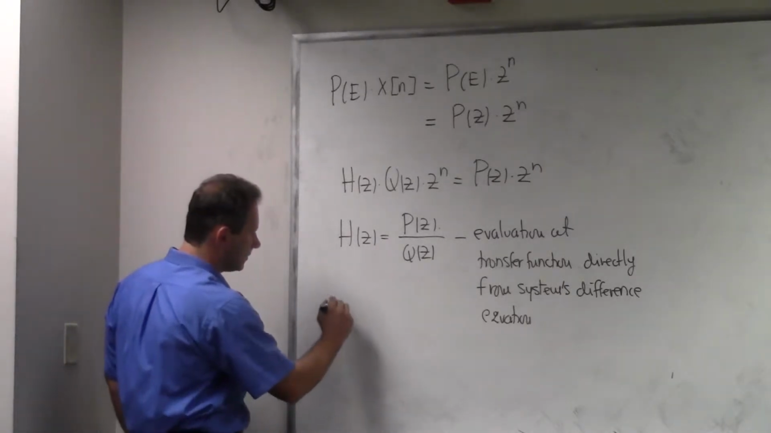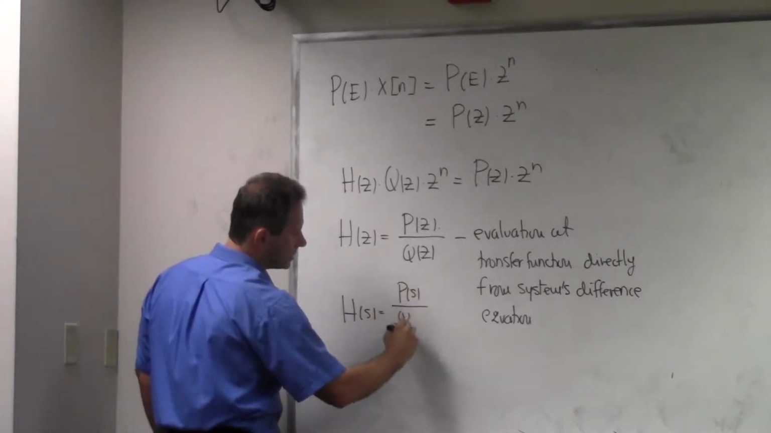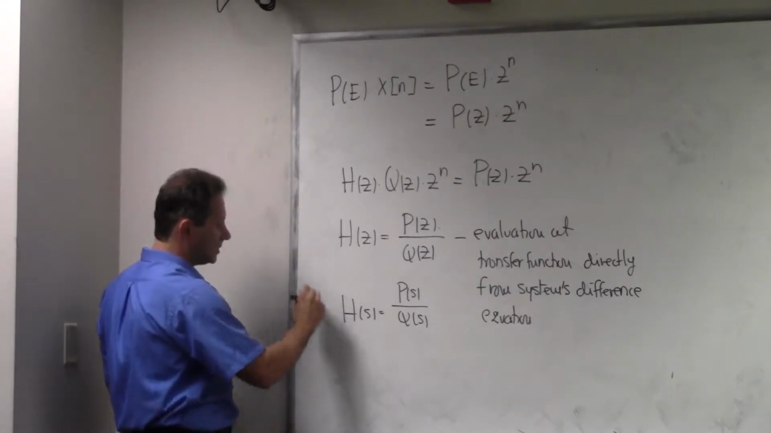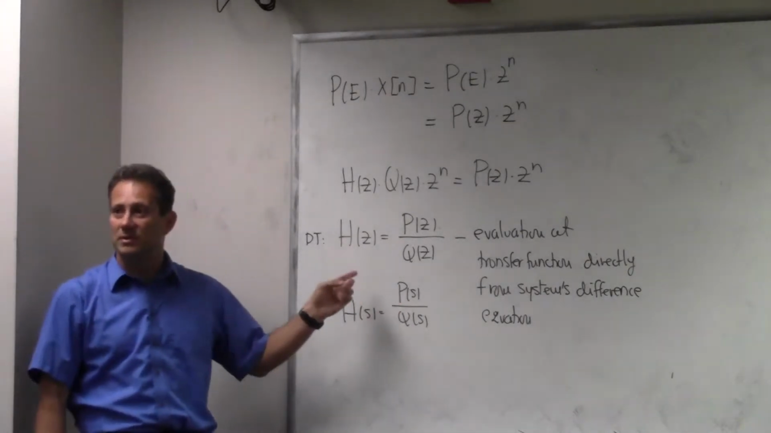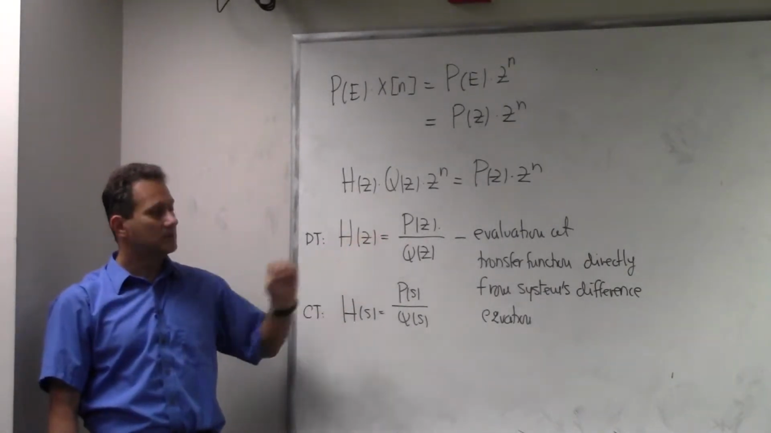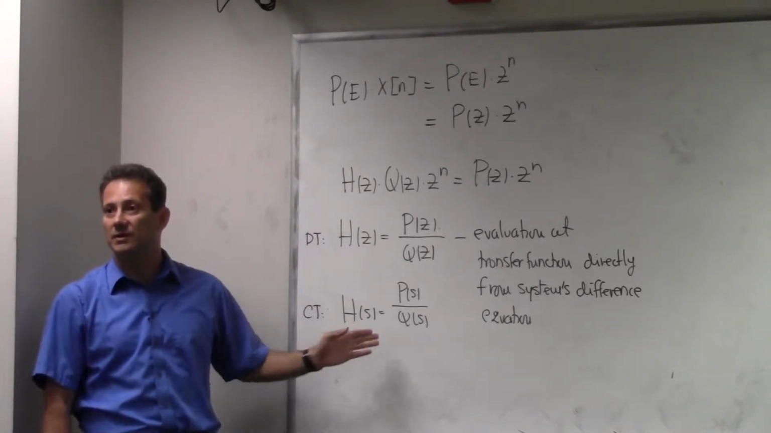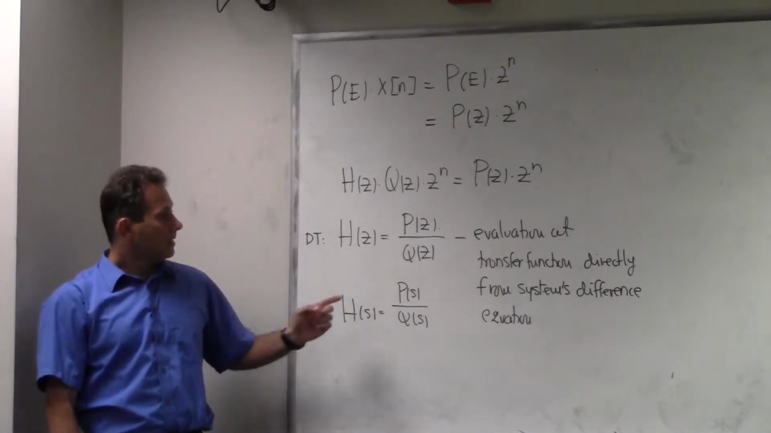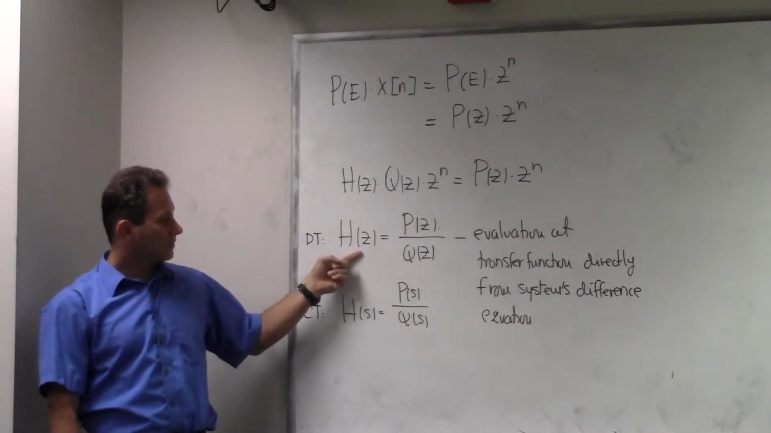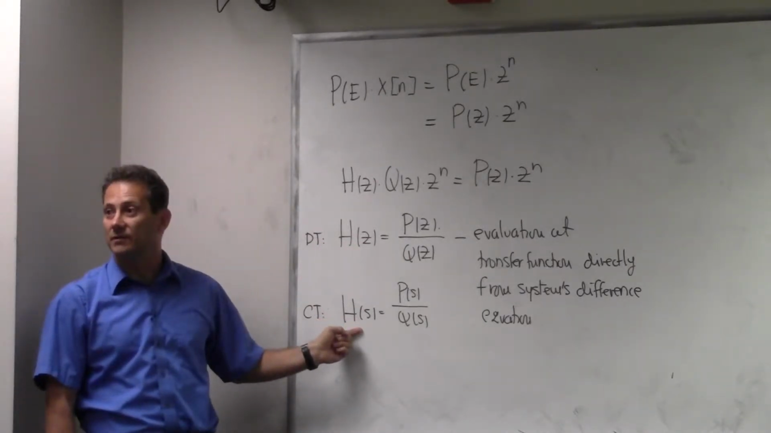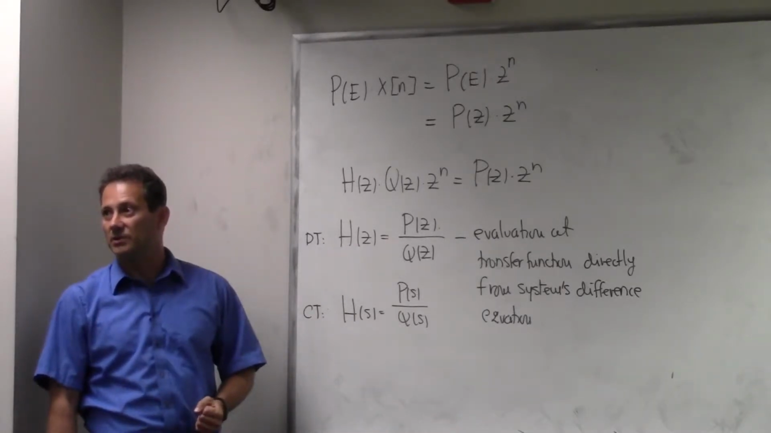Similarly for H of s, remember this was P of s over Q of s. This is now for a continuous time system. This is a discrete time system, and this is for a continuous time system. So both in the continuous time case and discrete time case, the transfer function is trivial. It comes right out of the difference or differential equation. If there were a way to actually determine h of n and h of t straight from these transfer functions, then you would be given yet another way to determine impulse response.